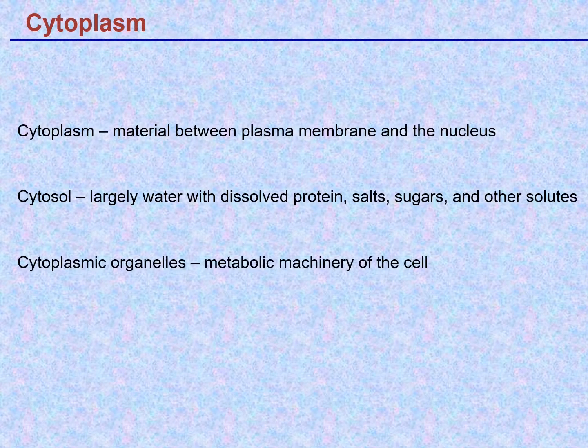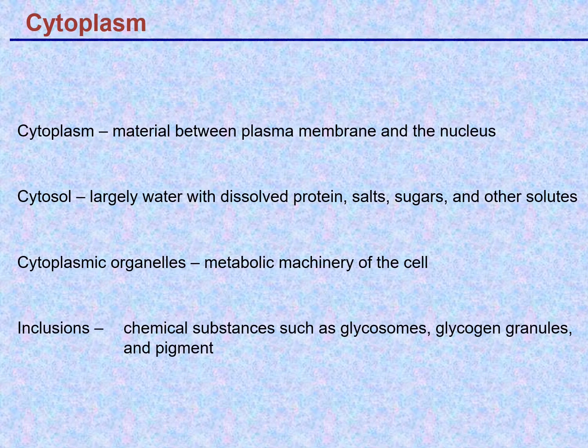When you look at the cell, the material between the plasma membrane and the nuclear membrane that surrounds the nucleus is called the cytoplasm. Inside the cytoplasm it's a fluid-based medium with lots of soluble proteins in it, but it also contains membrane-bound organelles. The cytosol is the dissolved part of that cytoplasm, and the cytoplasmic organelles are the membrane-bound structures that are part of the metabolic machinery of the cell.